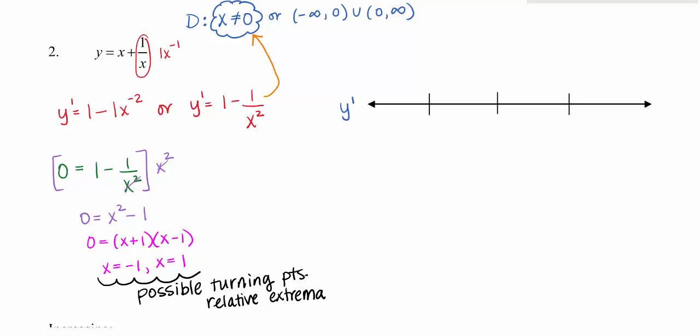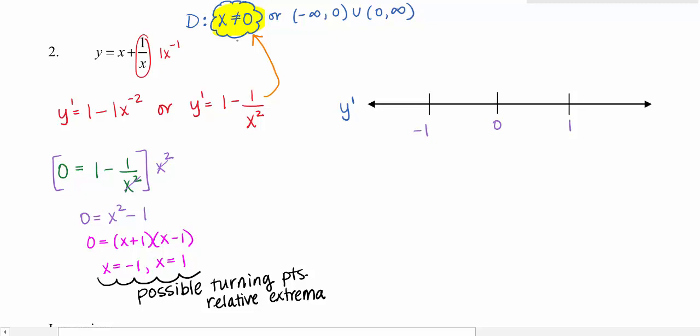That is a reminder that this domain restriction from the beginning needs to be included. So I'm going to write these numbers in numerical order on my number line. So -1 will come first, then 0, and then 1. But I'm going to do something else so I also know why each number is there. So -1 and 1 are those possible turning points that I think might become a relative max or min. But this 0, I'm not expecting it to be a max or min at all.